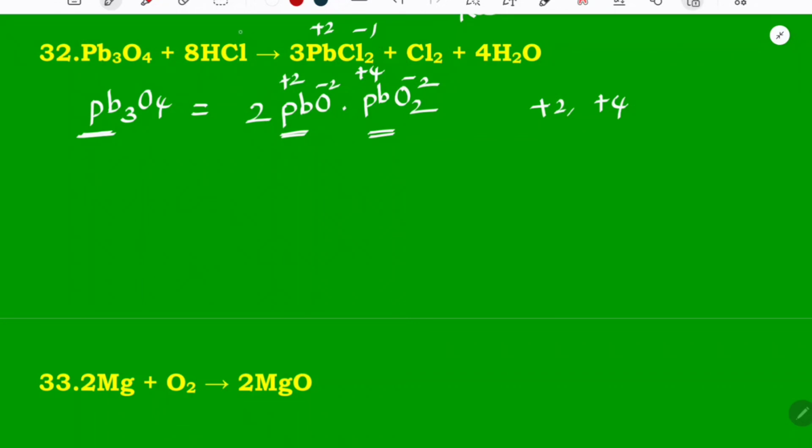So here -1, here 0. In this reaction, we can consider the lead is converting to lead PbO4. Actually, this is -2, so 3 plus 8/3 will come. But we can consider it as PbO2. This PbO2 gives rise to PbCl2.